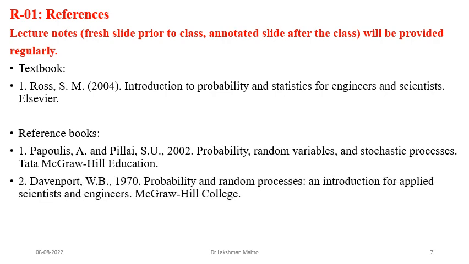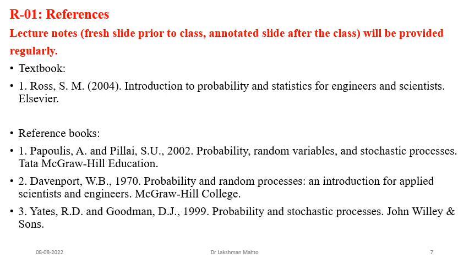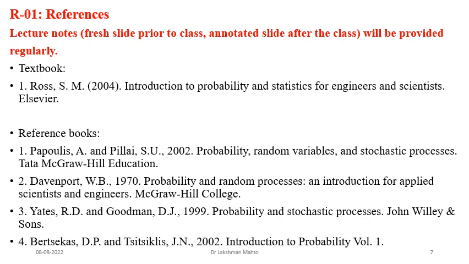Then the second reference book is Probability and Random Processes by Davenport. All these are very interesting books, that's why I have given the names. And there is a third book, R. D. Yates, Probability and Stochastic Processes. And the fourth book, Introduction to Probability by Bertsekas. So all these are really interesting books.